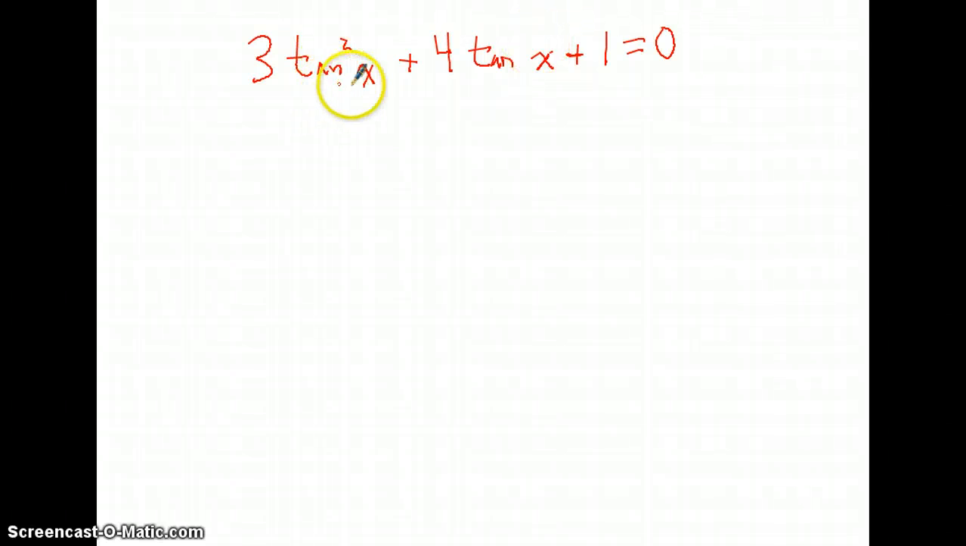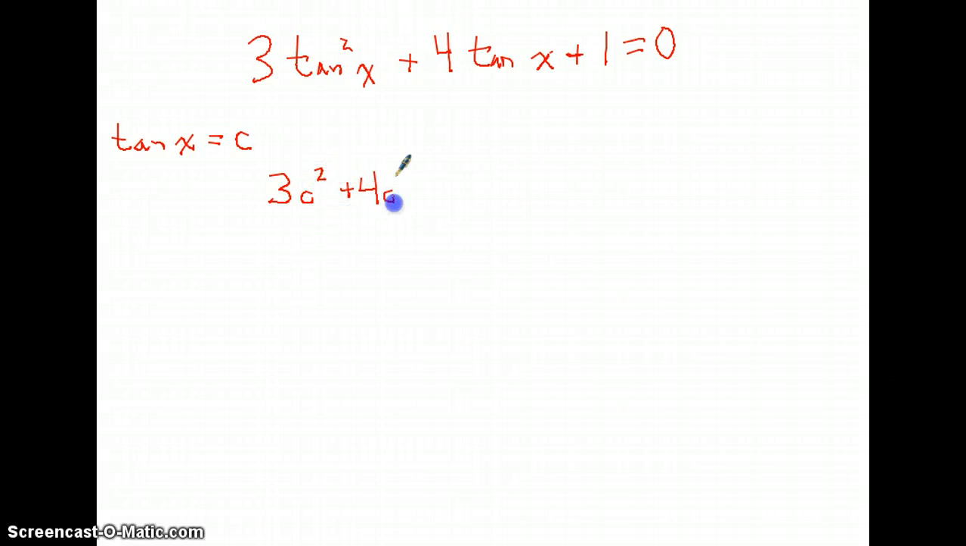Okay, so first of all, let's just pretend, instead of all these tangents being in here, because that's hard to write, let's make a little substitution here. For the time being, let's let tangent of x be, because I don't want to write tangent x over and over again, pick your favorite letter, let's say C for Craig, fine. So now this is 3c squared plus 4c plus 1 equals 0.